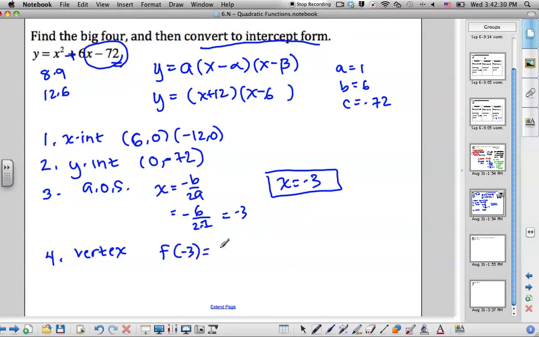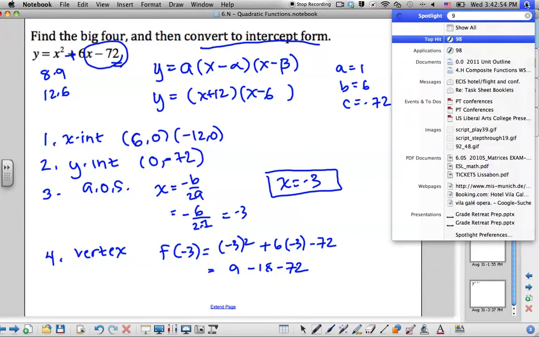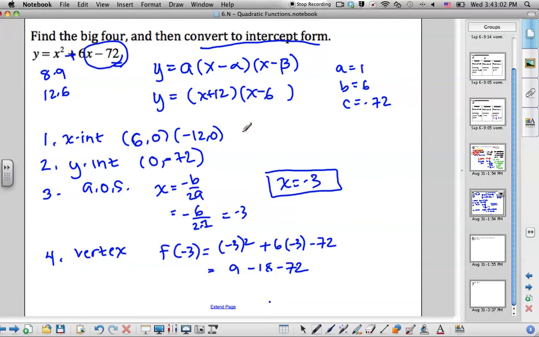And we all know what that notation means now, right? So we'll just do negative 3 squared. I'm going to use our standard form. Plus 6 times negative 3 minus 72. So this is 9 minus 18 minus 72. And just to keep our math straight, we'll use this. 9 minus 18 minus 72. Negative 81. So that means our vertex is a point, so it's negative 3, negative 81.